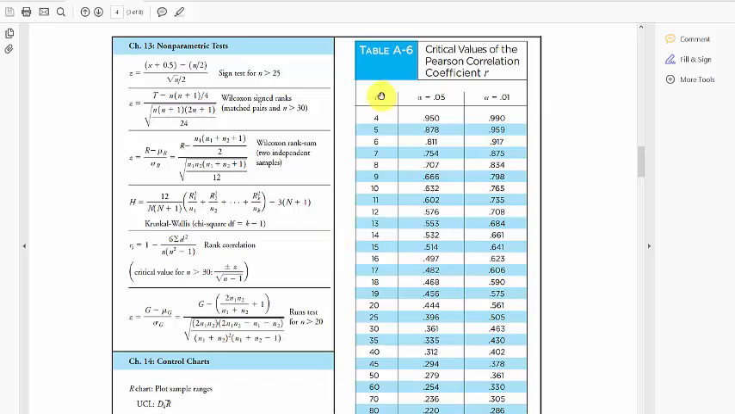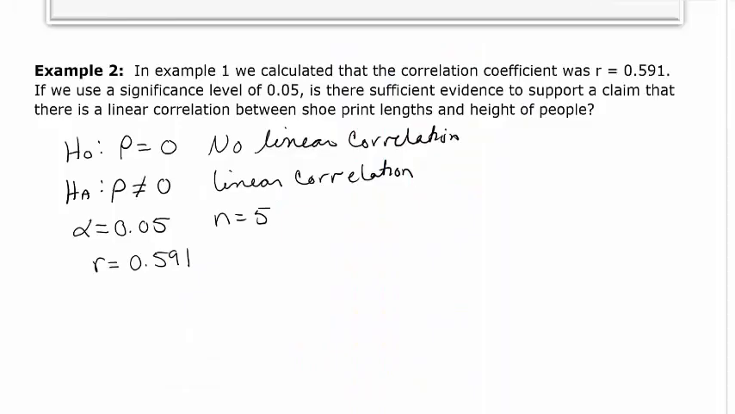The value of n for us is 5. We're using a significance level of 0.05. We would be using this value, 0.878. And we can see that the R that we have, the absolute value of that, is 0.591, and that's less than the value from the table, our critical value.